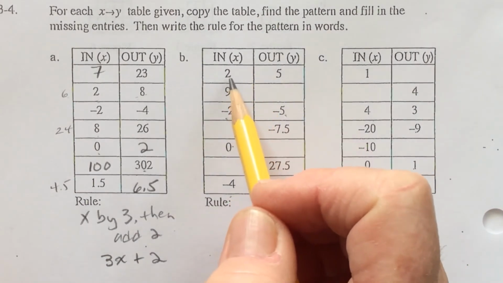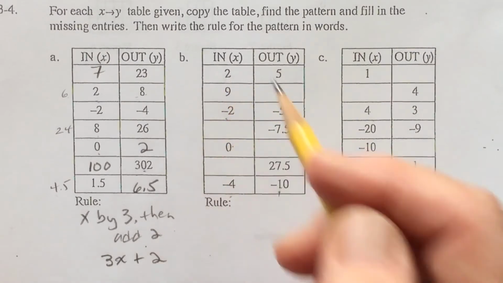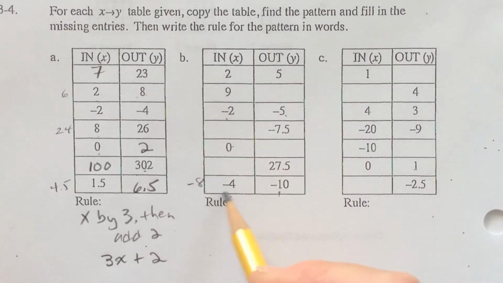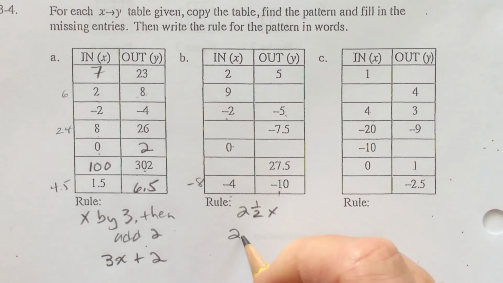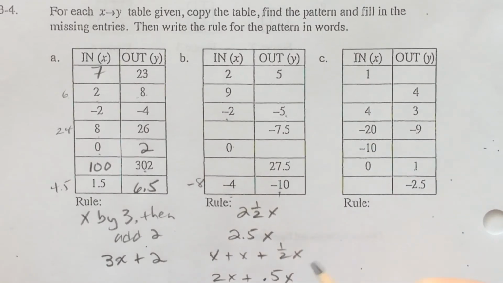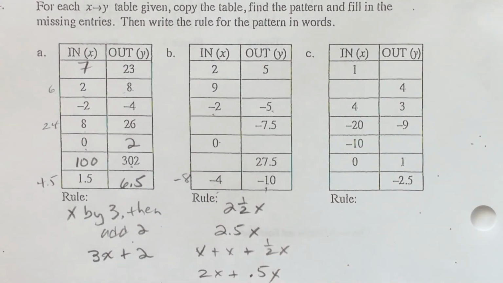If you multiply this by 2, you get 4, and then you add half of that again. If you multiply this by 2, you get -8, and then add half of that again. You get 2.5 times x, or 2.5x. Or you could have written x plus half of x, or 2x plus 0.5x. All of those will take the x and double it, and then add half of it.